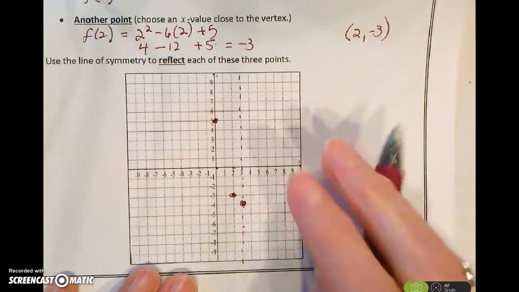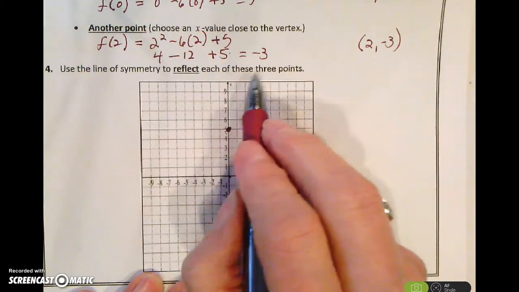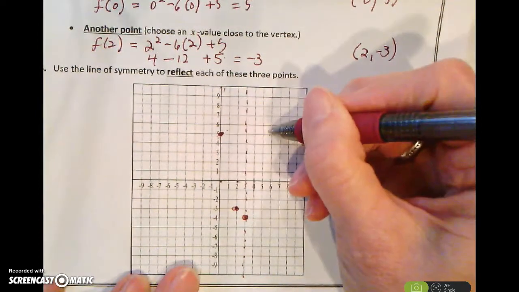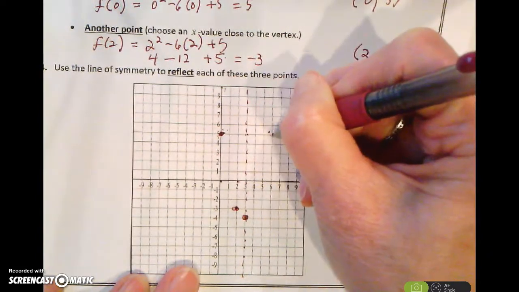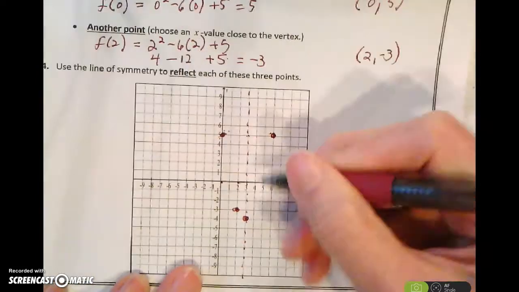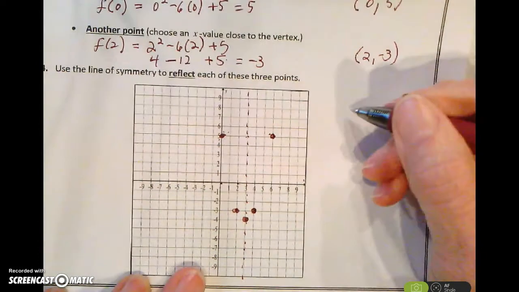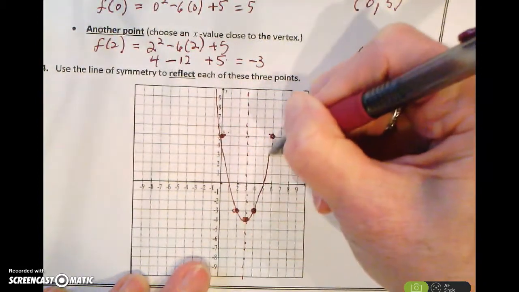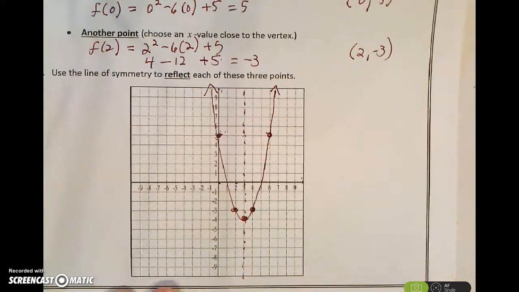So (2, -3). Now it says use the line of symmetry to reflect each of these 3 points. The axis of symmetry divides the parabola into equal parts. So if it's 3 to the left, we're also going to have a point 3 to the right. If I have a point 1 to the left, I'm going to have a point 1 to the right. So I'm going to add those points in and then draw my parabola in, crossing through them. We'll start up in the next video and do some examples.